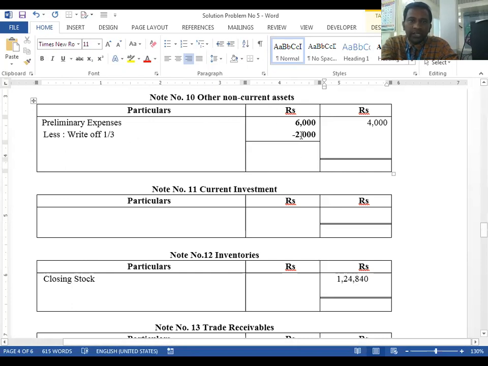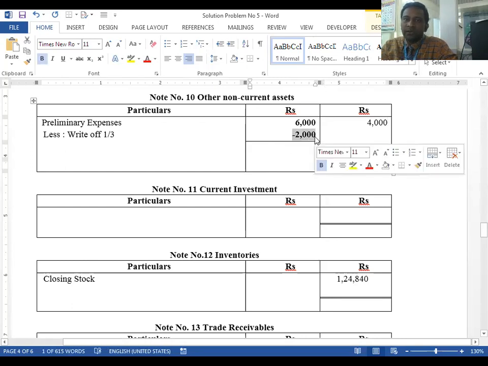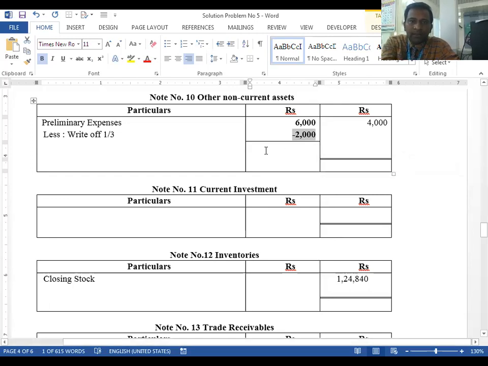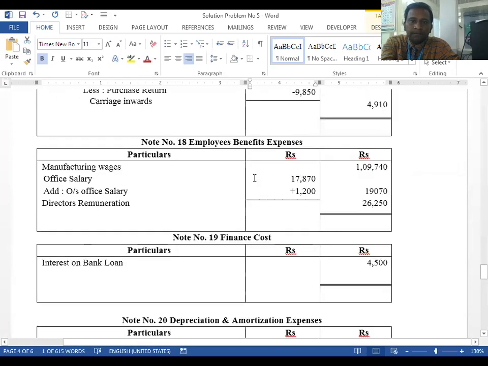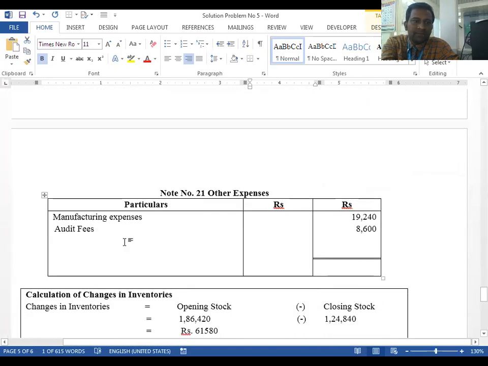That's why we need to give two effects of rupees 2,000. One is we deduct from the preliminary expenses under the notes other non-current assets, 6,000 minus 2,000. Then the second effect is that it is basically an expense assigned during the year, so it is transferred to the profit and loss account under the heading other expenses.